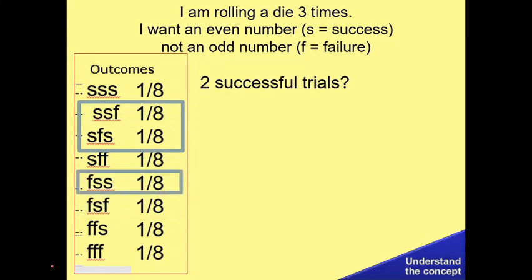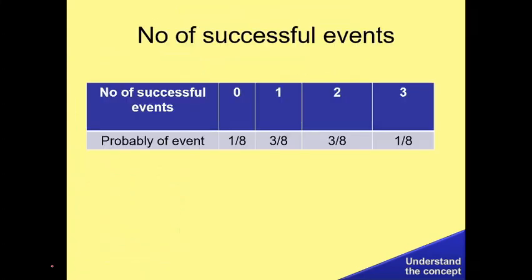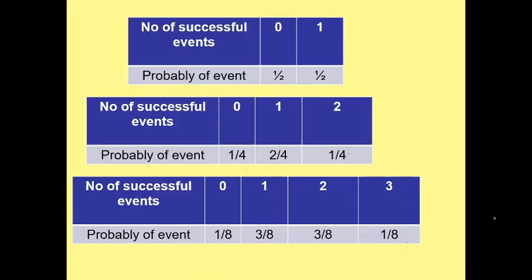2 successful trials. If you look at this, I've got those 2 and I've got this. Each one of them gives me 2 successful trials and 1 failure. So it's going to be 3 out of 8. 1 successful trial. Again, I've got 3 ways of doing this. It's also 3 out of 8, and no successful trials. So I've got 1 eighth, 3 eighths, 3 eighths, and 1 eighth. So I've got all my probabilities here.